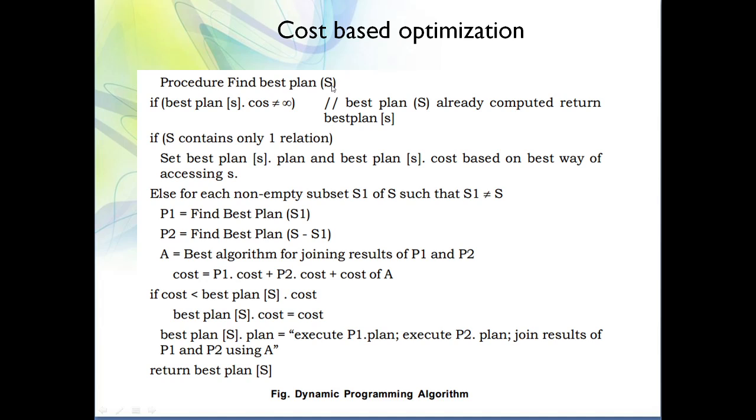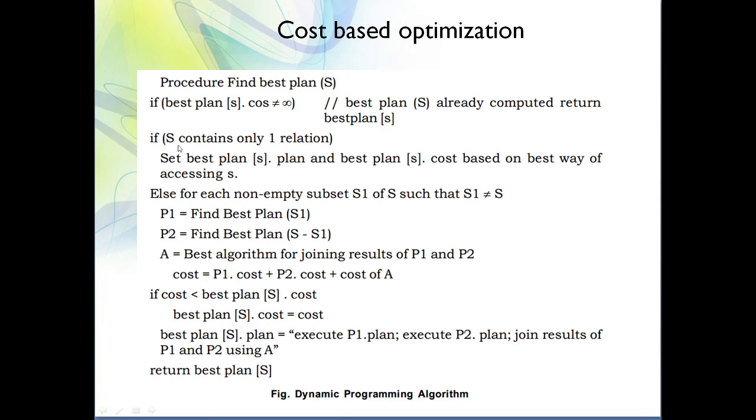Okay, so if base plan of S dot cost is not equal to infinity, then we say that particular plan is the best when its cost is not infinity. Suppose the particular plan has cost infinity, so obviously that cost is not better. So initially we are checking that whatever plan we are going to use to evaluate a particular query, whether its cost is not equal to infinity or not. That means we are checking the infinity condition. So if best plan of S is already computed, return the best plan of S.